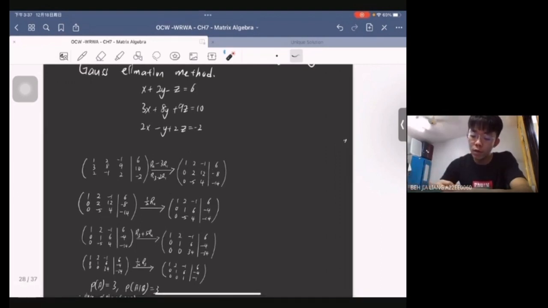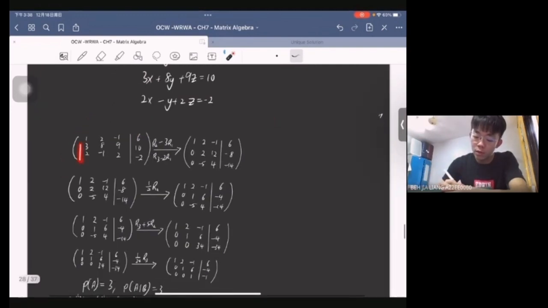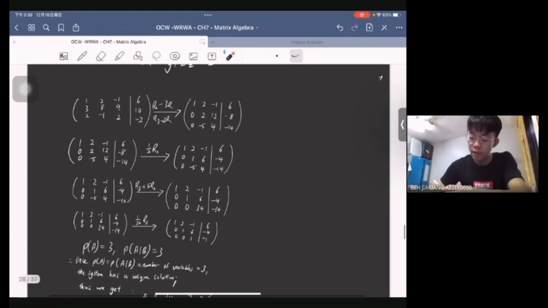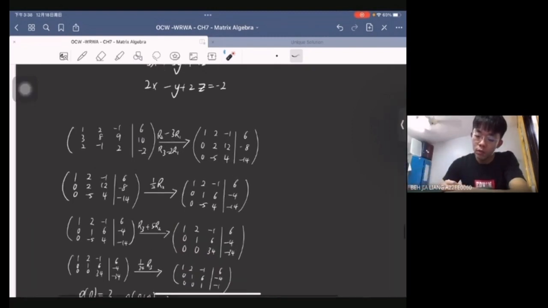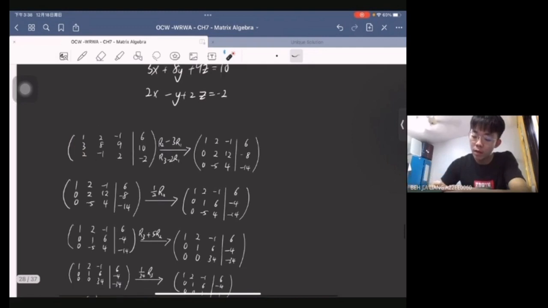So we try out the augmented matrix form first. The augmented matrix form comes from this equation. So what we need to do is to get the entries here to become 0 and get this 3 value to become 1, like the final answer here. So how do we do it? First, in order to get this 3 to become 0, row 2 minus 3 row 1.